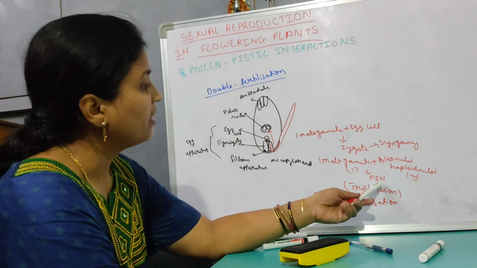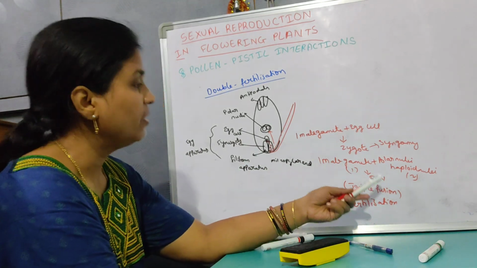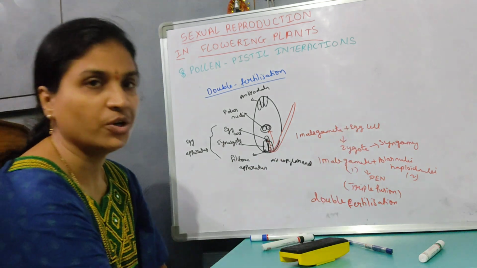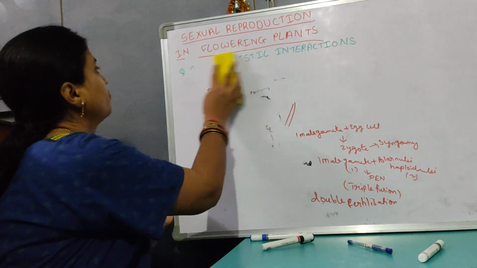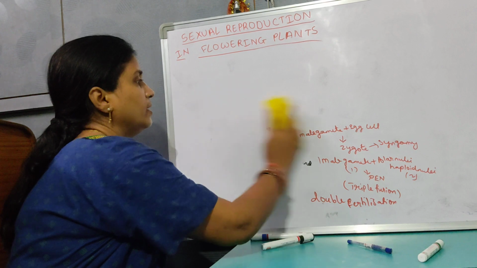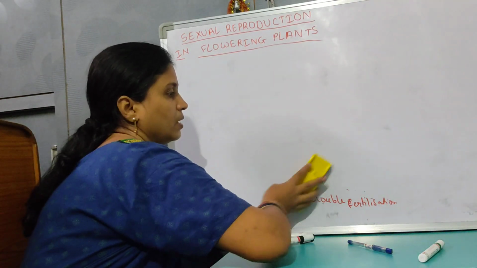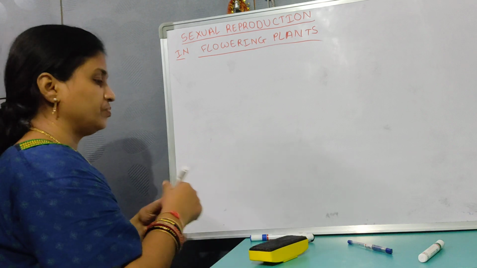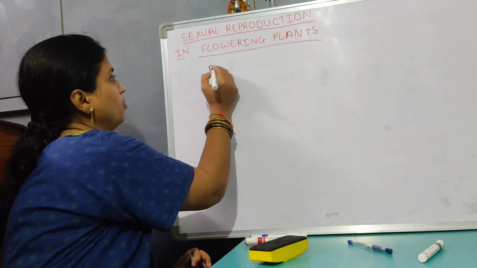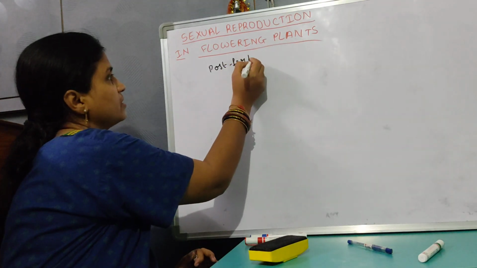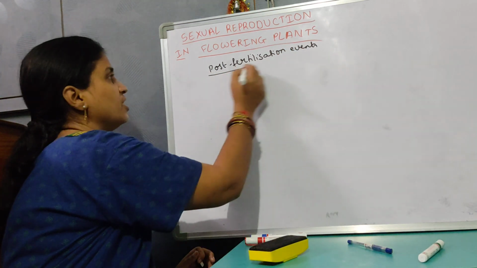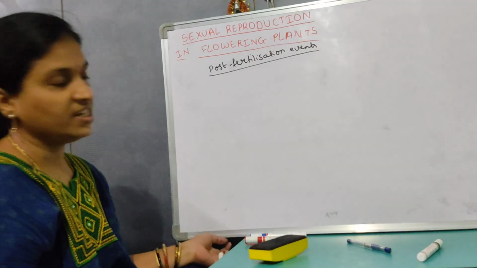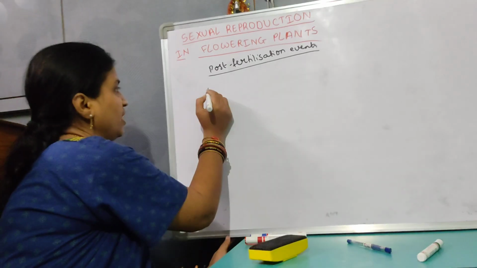Then this primary endosperm nucleus is going to develop into endosperm, and the zygote after several divisions is going to develop into embryo. So we are going to deal now with the post-fertilization events. That is zygote formation, embryo formation, then formation of the seed, everything we are going to study. First we will study about the endosperm, formation of endosperm.